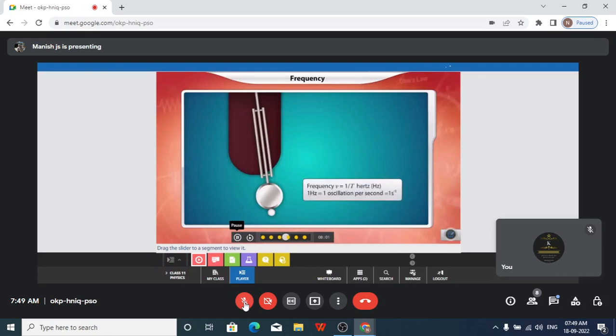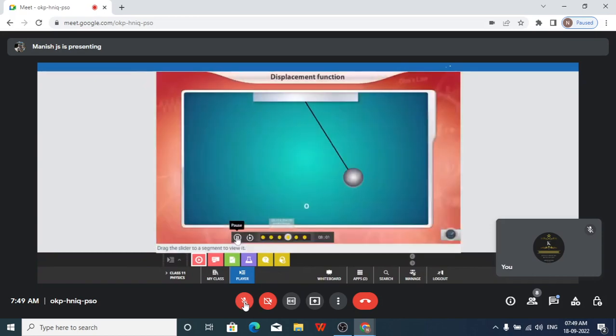This unit is also called hertz, after Heinrich Hertz, the discoverer of radio waves. One hertz is equal to one oscillation per second. So one oscillation per second, you call it one hertz.